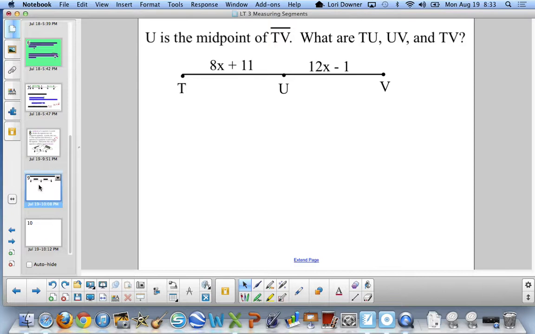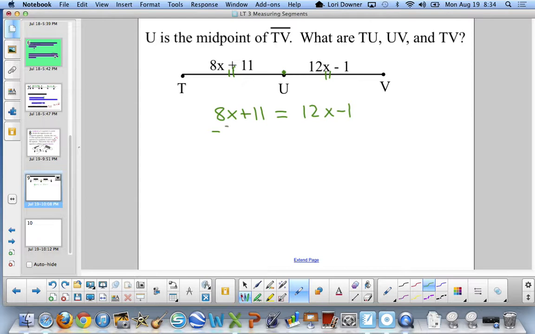U is the midpoint of TV. What are TU, UV, and TV? Meaning the distance between T and U, the distance between U and V, and the distance between T and V. Pause the movie, try this, press play when you're ready. All right. Knowing that U is the midpoint, I know that this line segment is congruent to this line segment. So I know that 8x plus 11 is equal to 12x minus 1.